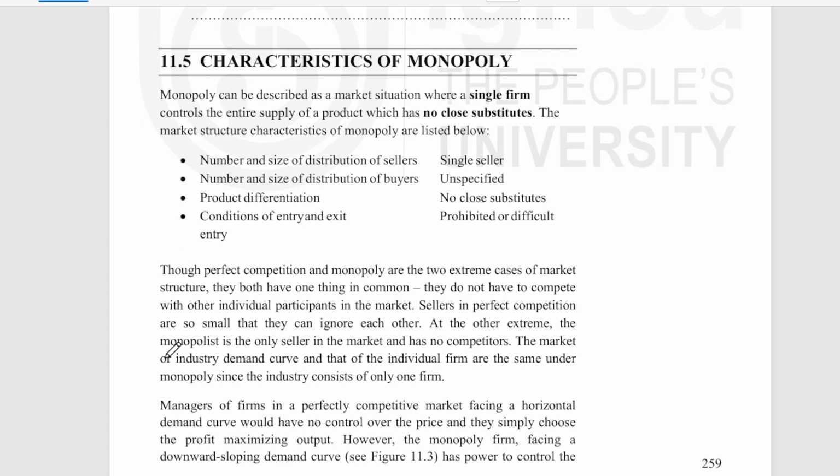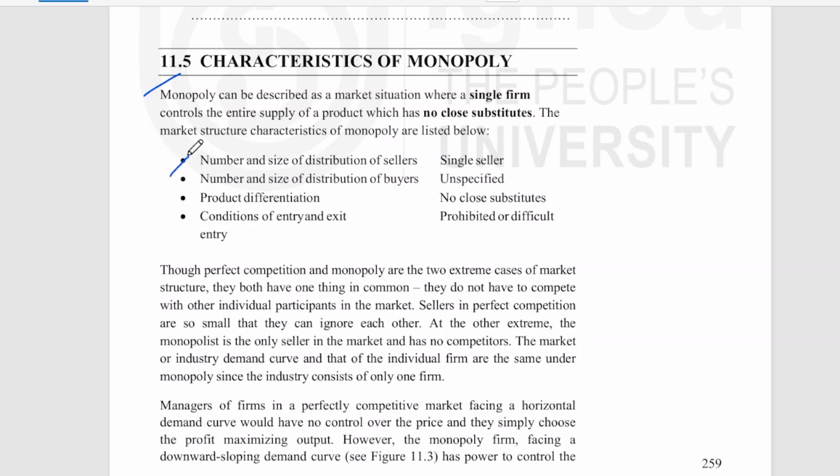So next one is characteristics of monopoly. So what is characteristics of monopoly? Monopoly can be described as a market situation where a single firm controls the entire supply of a product which has no close substitutes. So the market structure characteristics of monopoly are listed below.